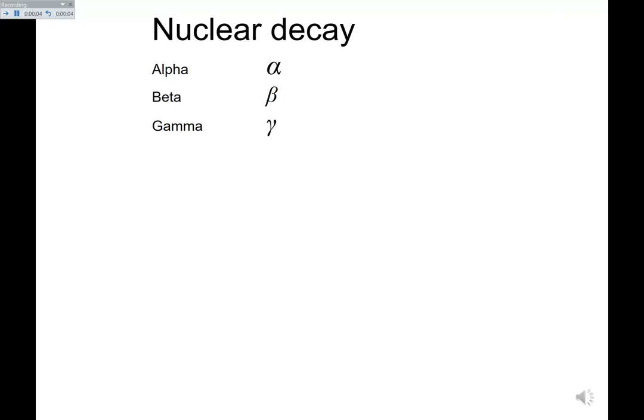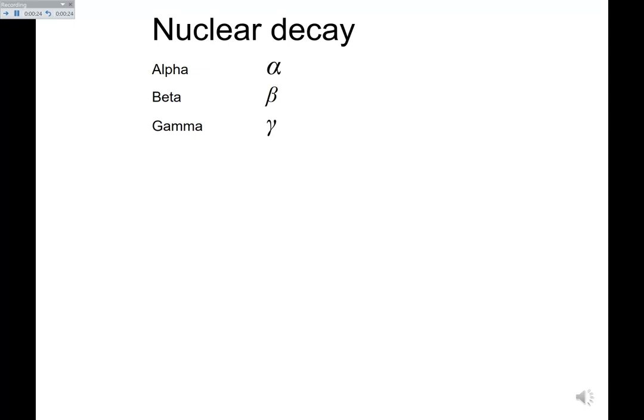Today we're going to be looking at nuclear radiation. It says nuclear decay, but I think really it should be saying nuclear radiation. We're looking at the radiation, the results from decay. So a bit of revision. An alpha particle is a helium nucleus.